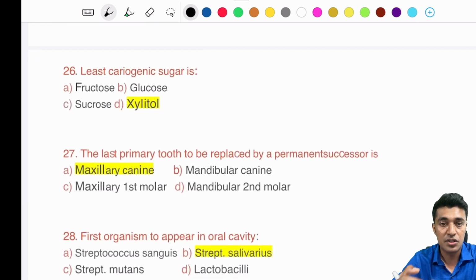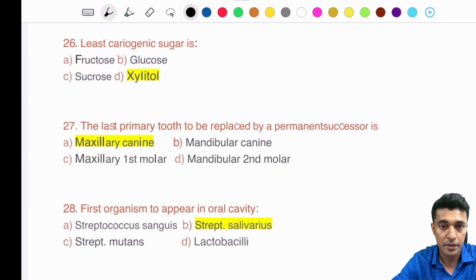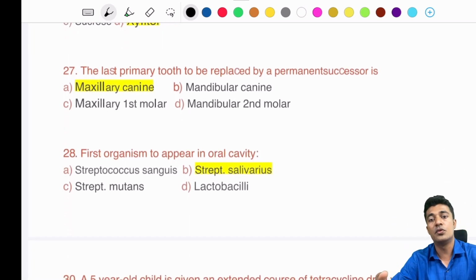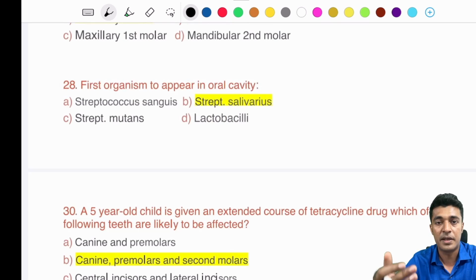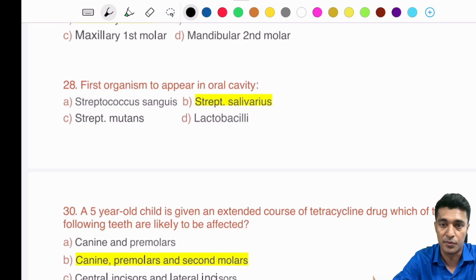The least cariogenic sugar is xylitol, so it can act as a sugar substitute. The last primary tooth to be replaced by its permanent successor is the maxillary canine, because it erupts at the age of 13. The first organism to appear in the oral cavity is Streptococcus salivarius, followed by Streptococcus mutans, which are introduced into the child's mouth by the mother.